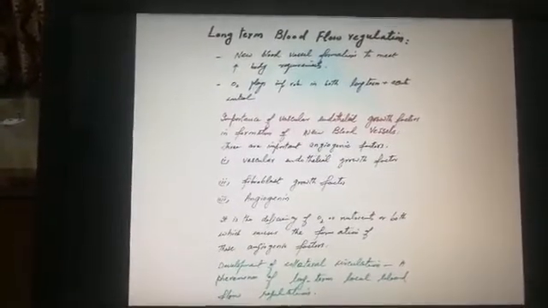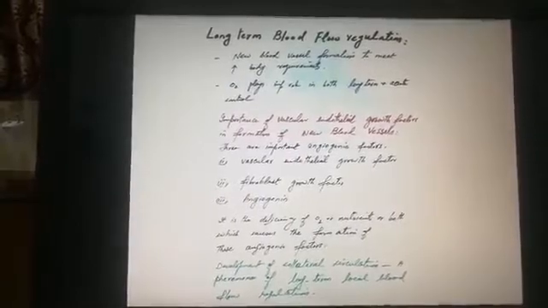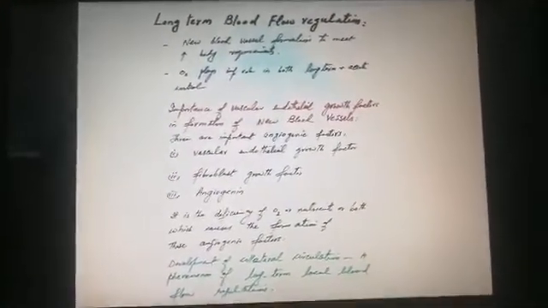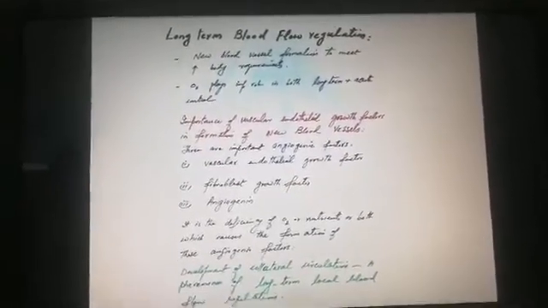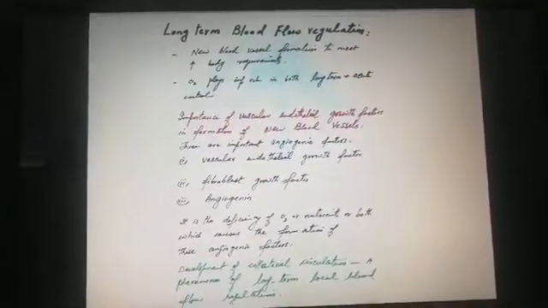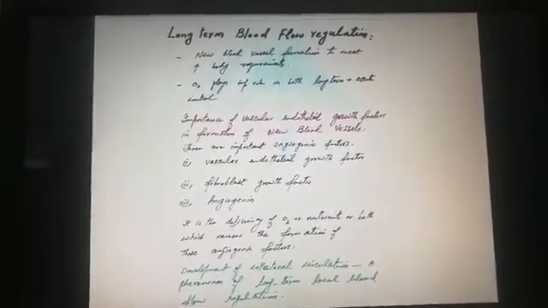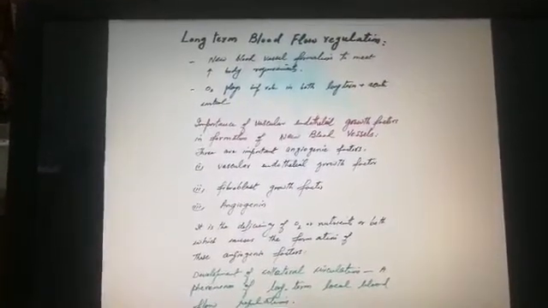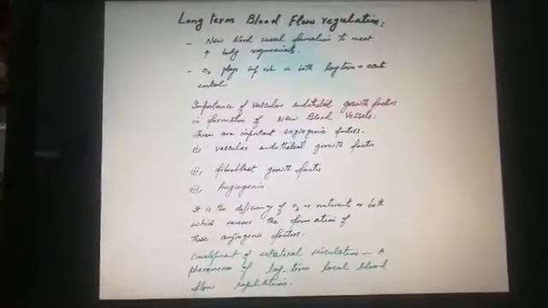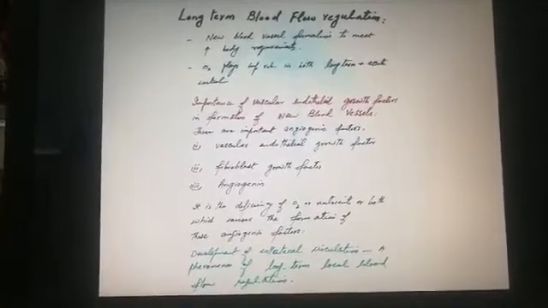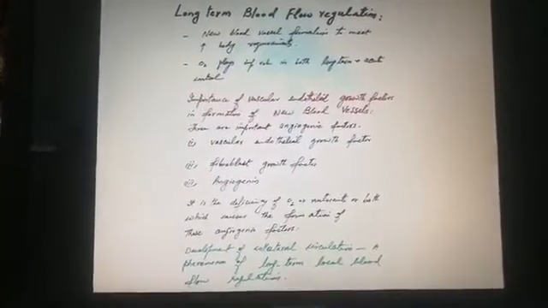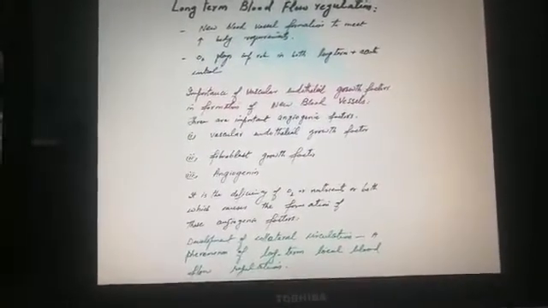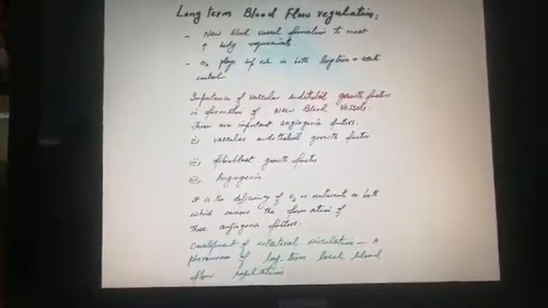Development of collateral circulation, a phenomenon of long-term local blood flow regulation. So the collateral circulation develops. Collateral circulation means there is a normal circulation towards the tissue, and if more blood flow is required to that tissue, then the collateral circulation will develop. That is, new vessels are formed adjacent to the mainstream vessels.